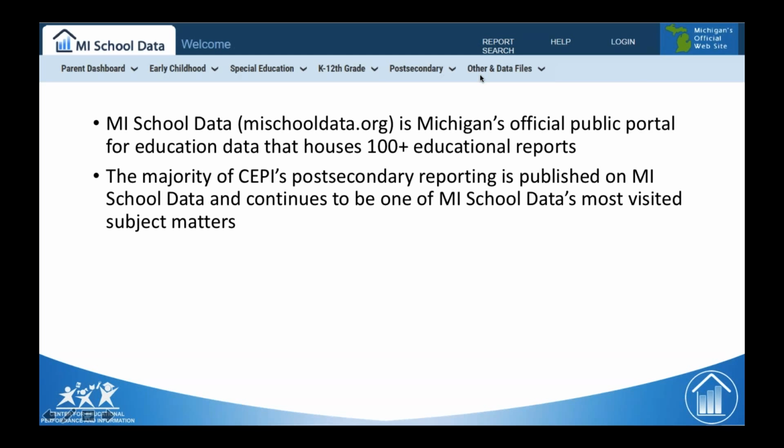So the majority of CEPI's post-secondary reporting is published on My School Data, and it does continue to be one of My School Data's most visited subject matters. We get questions from all over the US about our data, just researchers in awe that we have this amount of data. And it really starts with the collaboration that we have with MCCA and the public universities.